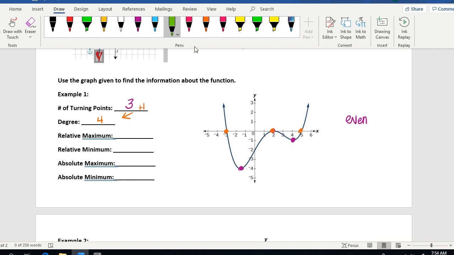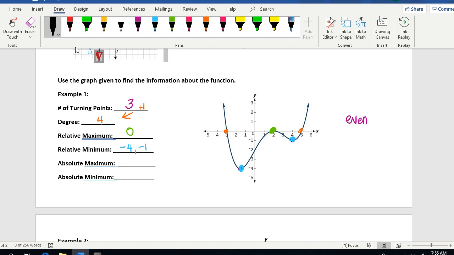I have one mountaintop. And what's tricky is this is a y value. So my y value here is 0. So that's a relative maximum. I have 2 valleys. So here's a valley and here's a valley. My first y value is -4 and my second is -1. So those are my relative minimums.